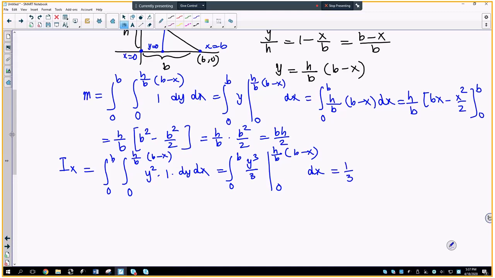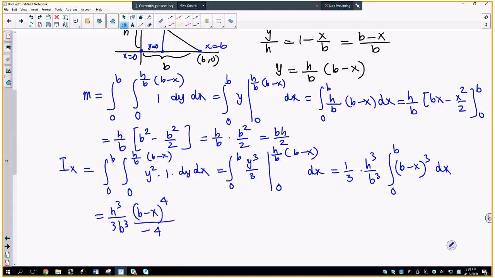What else is going to be a constant? When you put h over b in place of y, you get h to the power 3 over b to the power 3. That I will take out, 0 to b. And inside I will have b minus x whole to the power 3 dx. That's a pretty simple antiderivative. You can use chain rule or integration by parts, but I am just going to simply say that this is h cubed over 3b cubed. The antiderivative is b minus x whole to the power 4 over negative 4. Limits are 0 to b. So I'm going to now put in the limits.